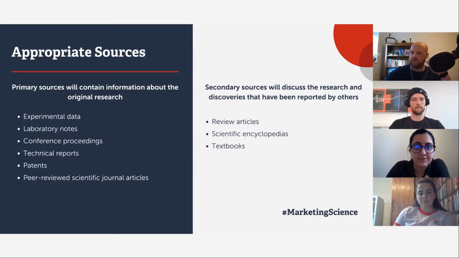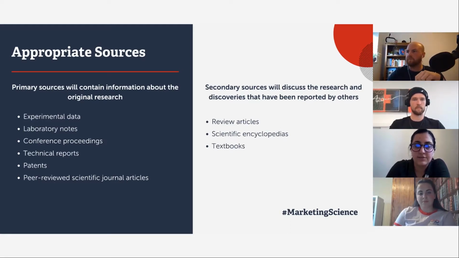So comparatively, secondary sources will often discuss information on the discoveries that have already been reported, typically that have been reported in the primary sources. So this can be in the form of review articles, scientific encyclopedias, or textbooks.